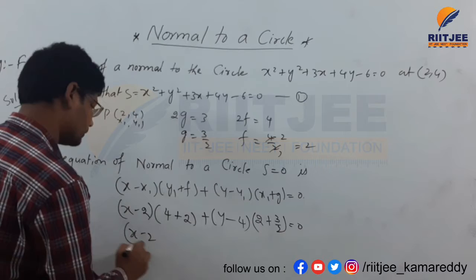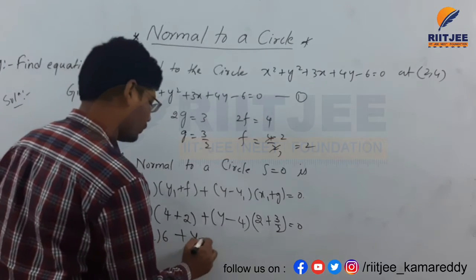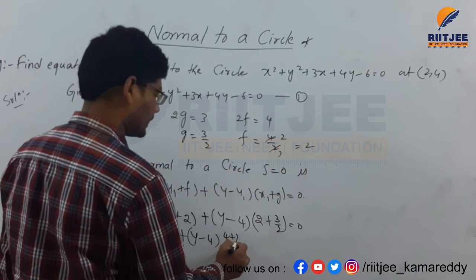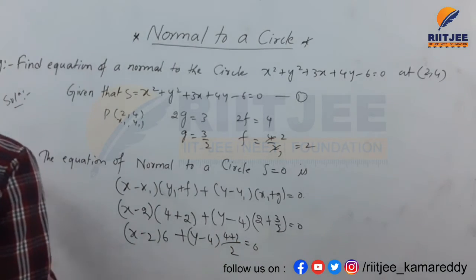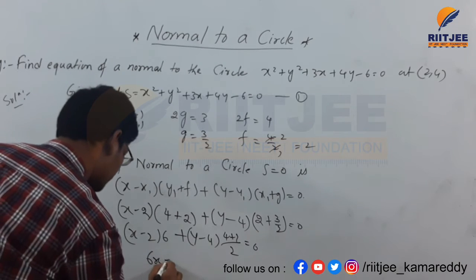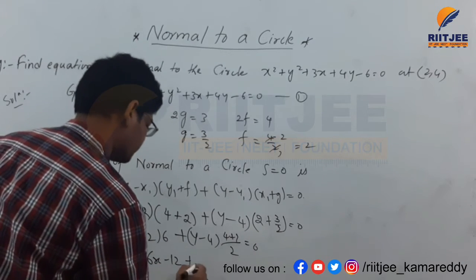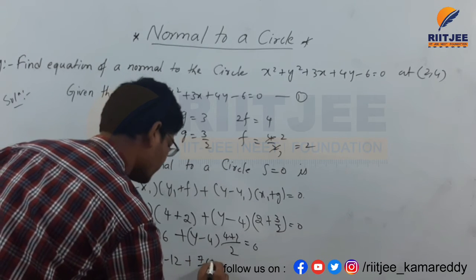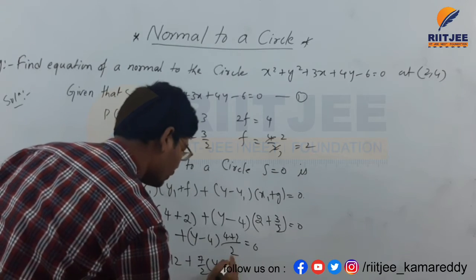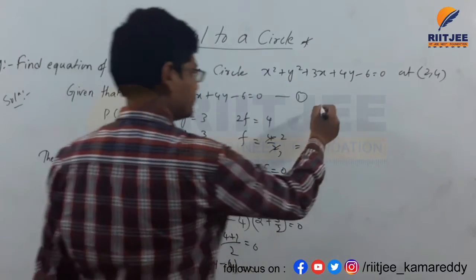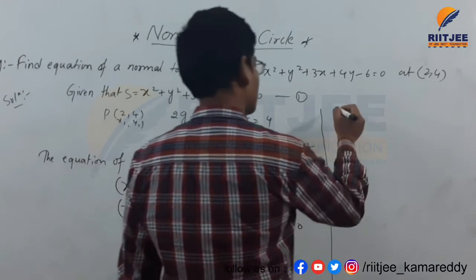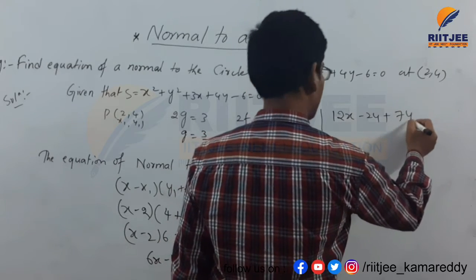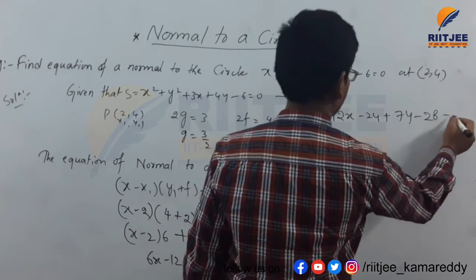X minus 2 into 6 plus y minus 4. If you take LCM here 2, 4 plus 3 that is 7. The final expression is 6x minus 12, 7 by 2 for y minus 4, 7 by 2 y minus 4 is equal to 0, and it can be written as 12x minus 24, 7y minus 7 into 4 is 28, is equal to 0.